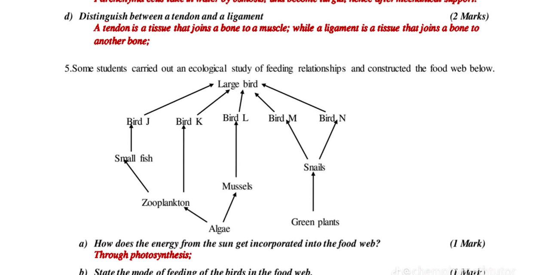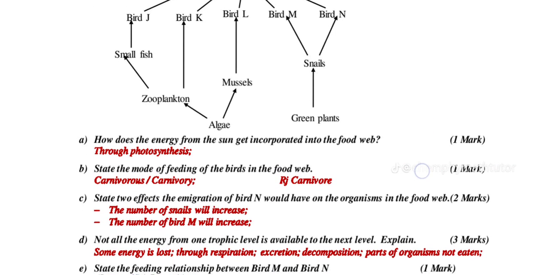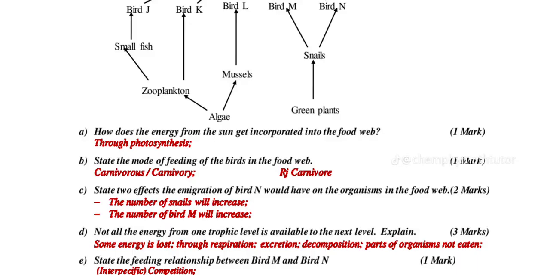Question 5. Some students carried out an ecological study of field feeding relationships and constructed the food web below. How does energy from the sun get incorporated into the food web? That is through photosynthesis. B. State the mode of feeding of the bird in the food web. That is carnivorous. State 2 effects the migration of bird N will have on the organisms in the food web. That the number of snails will increase. The number of bird M will also increase.